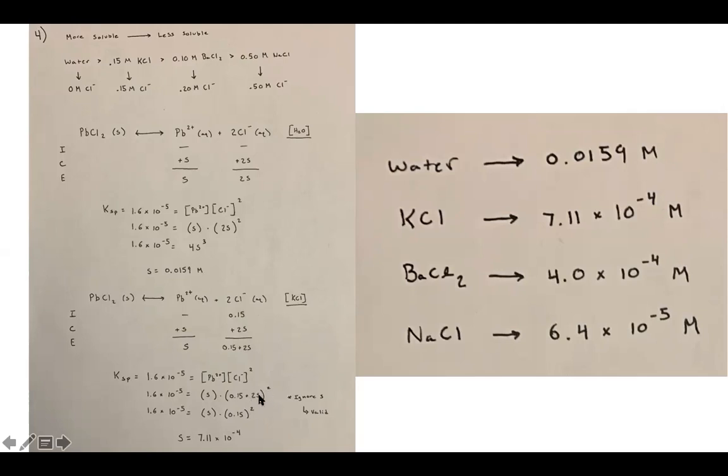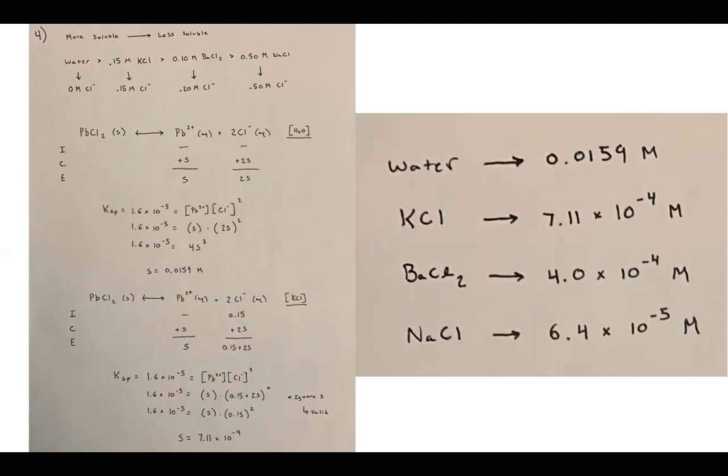Now I'm going to ignore this 2S portion because, especially in this chapter, it very rarely affects the number. And later on, I checked it and it was a valid assumption. That simplifies this portion to just 0.15, but that part still needs to be squared. I say that because lots of students sometimes just leave it off or forget about it, so please don't forget about it. So it's 0.15 squared. Now I can pretty easily solve for S, and the solubility comes out to 7.11 times 10 to the negative fourth.